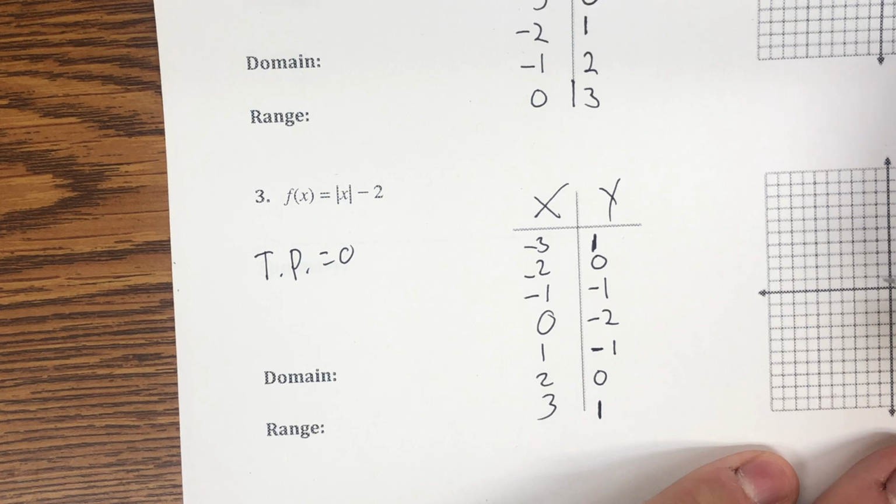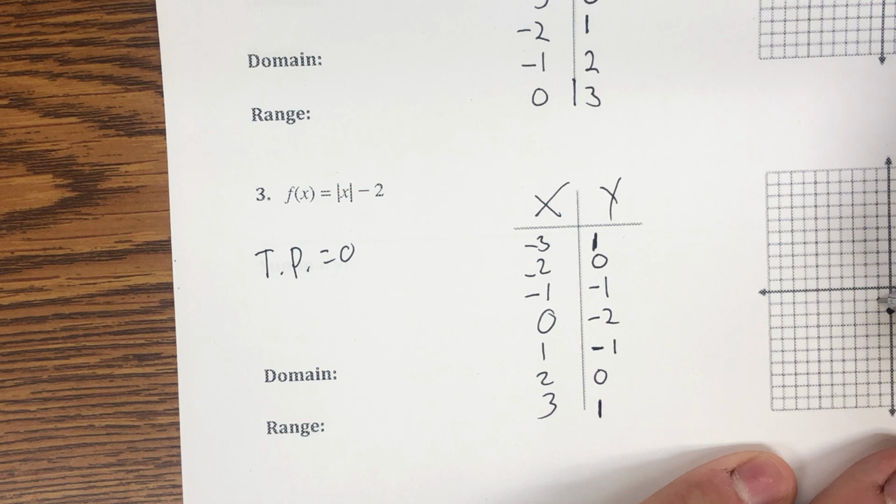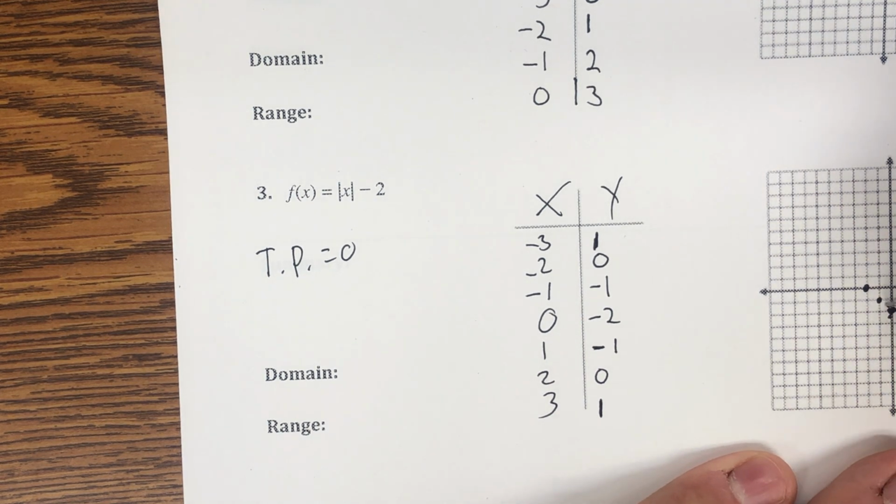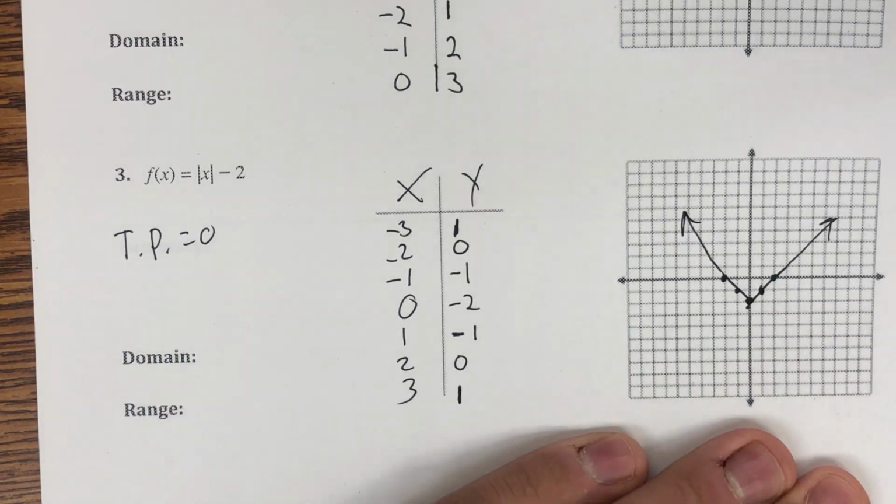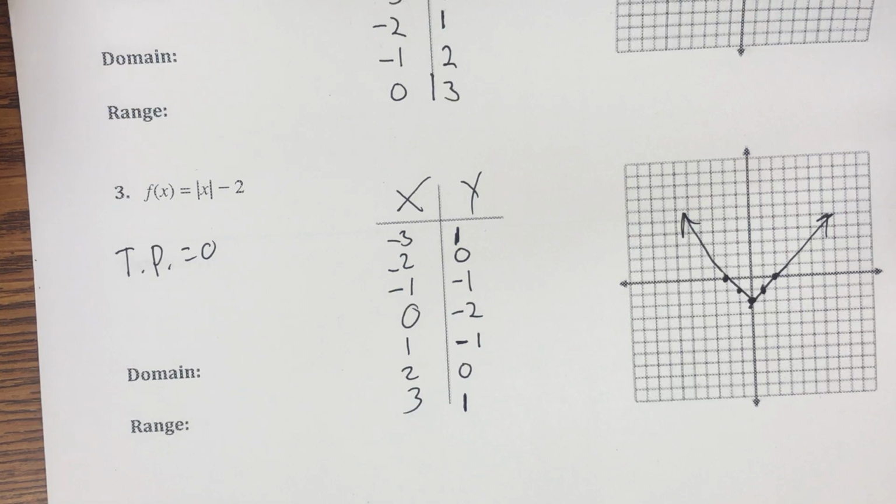So when I plot my target point, I'm at 0, negative 2. So left, right, 0, down 2. Negative 1, negative 1, 1, 1, negative 1. At negative 2, we're at 0. And we're also at the point 2, 0. So right 2, up 0. And there is our nice gentle V. It keeps on going. Absolute value has been graphed.